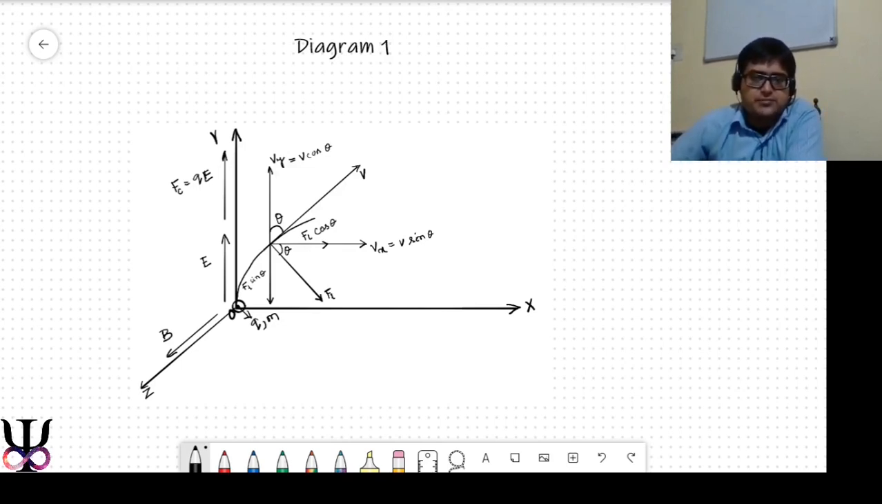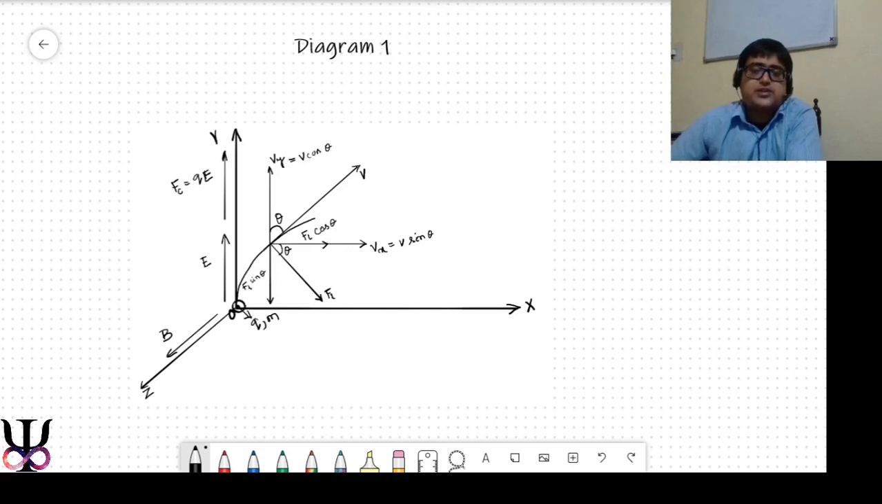If we take the space in 3 axes, x, y, and z, then along the positive y-axis there is a constant and uniform electric field E. And along the positive z-axis there is a uniform and constant magnetic field B. And this particle at the origin O, which has charge q and mass m, we release from rest. That means the initial velocity of the particle is 0.